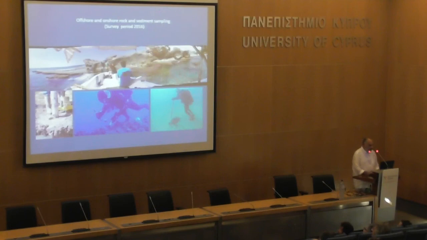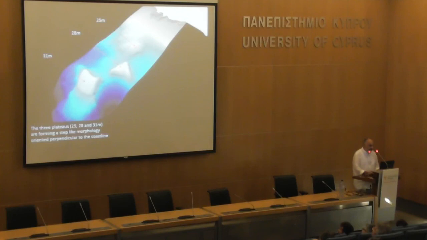Based on the collected data and the synthetic interpretation of the bathymetry, side-scan sonar data, and sub-bottom profile data, you can see that the submarine environment of offshore Byblos is characterized by a unique topography. The submerged landscape is amazing. It is characterized by three plateaus, a shallow one at 25 meters, one at 28 meters, and the deep one at 31 meters, forming a very nice step-like morphology, which runs almost perpendicular to the present-day coastline.